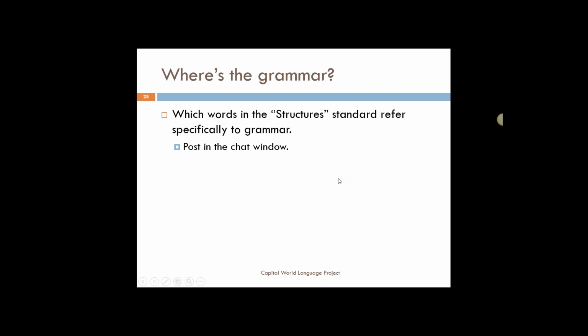Okay. Now, here's the great question. Where is the grammar in structures? So go ahead and scan the different stages and the different descriptors, and what words in the structure standards refer specifically to grammar. Go ahead and put your answer in the chat.